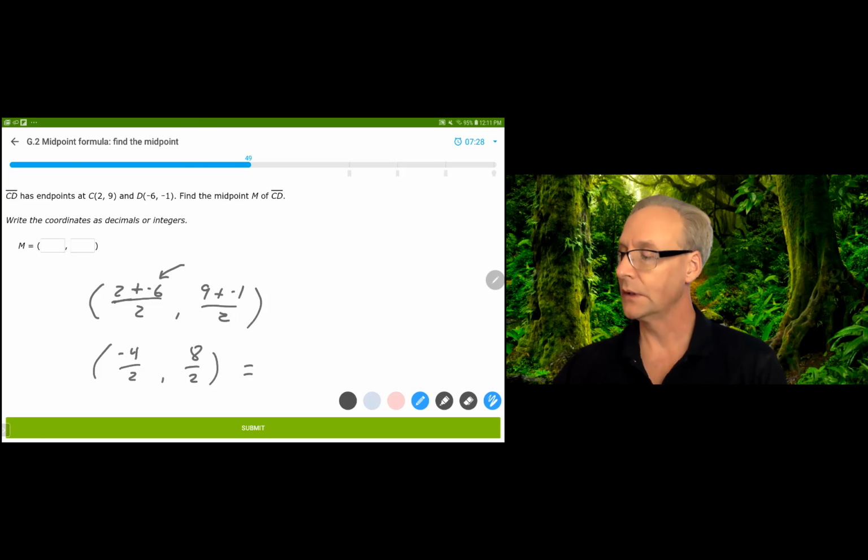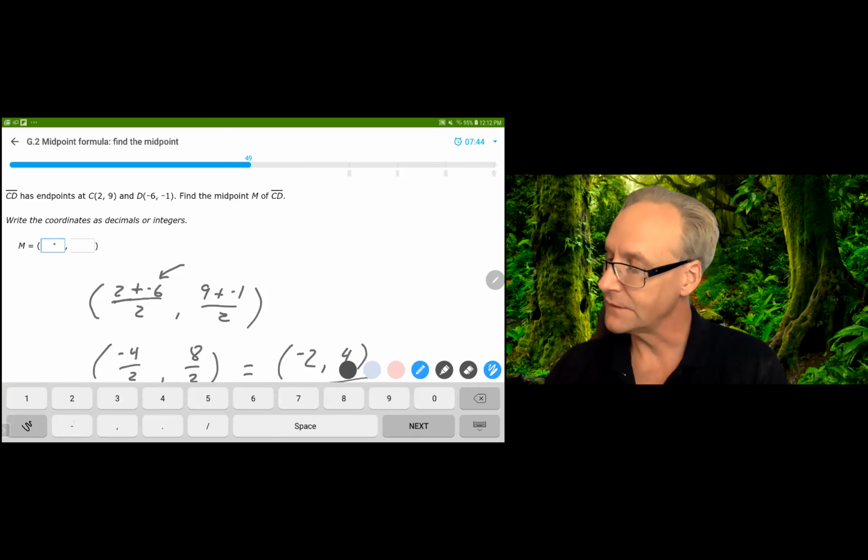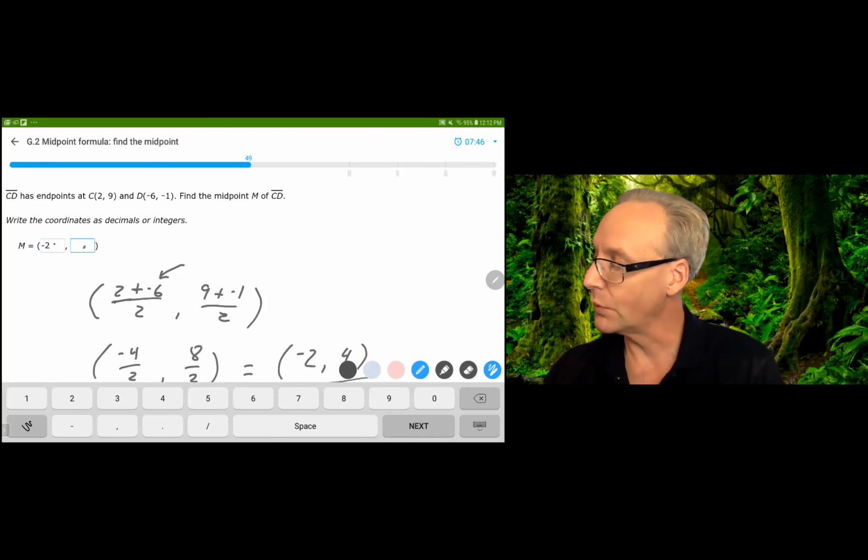It will always work. Sometime you might want to go back and look at my adding integers video and make sure that you know how to add integers. It's very important. Now, from now on, I'm not going to address them quite as much. I'm just going to put the answers in. That is negative 2, 4 is my midpoint. I'm going to double check it, and it's correct. Yep.